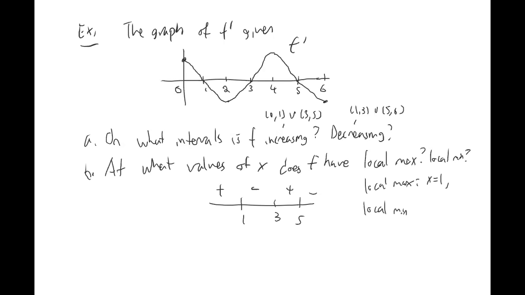What about 3? So at 3, I'm going down to 3, right? Because I'm negative before. And then after 3, I'm going up. So is that local max or local min? Local min, good. And what about 5? Good. See, you all got it. Okay.